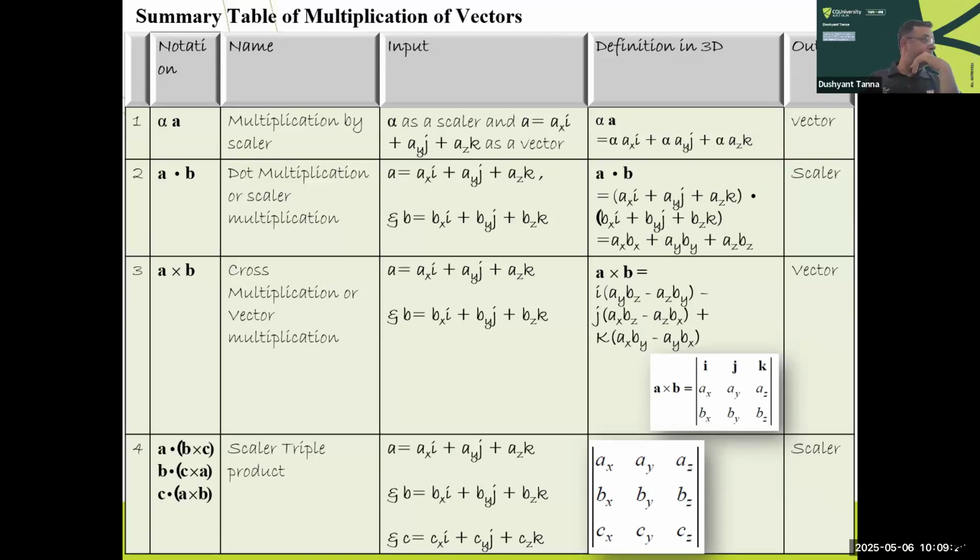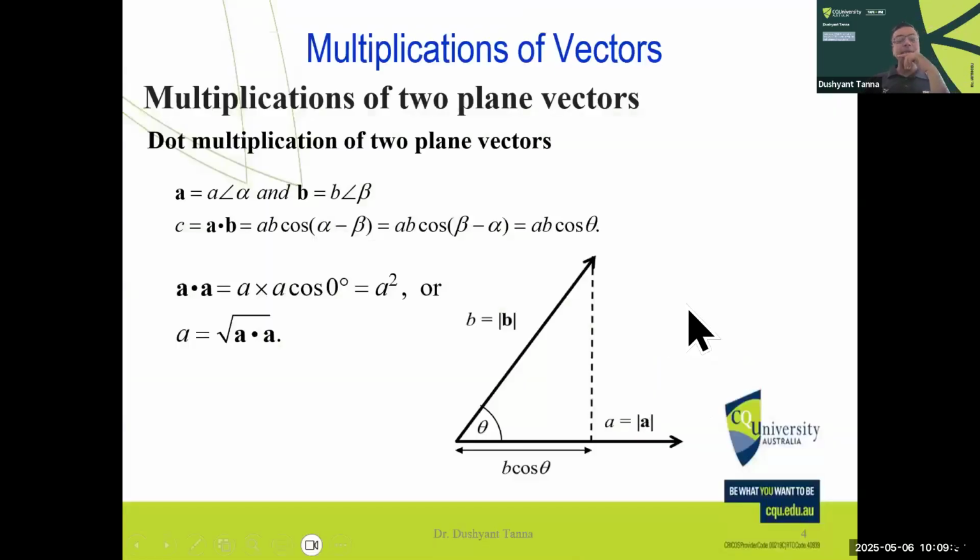Okay, so let me go back to our slides. Now I'm talking about the second type of multiplication. That is called dot product, right? Dot product. So dot multiplication of two plane vectors, so two-dimensional vector or three-dimensional vector. Okay, so A in a bold face is A bar.